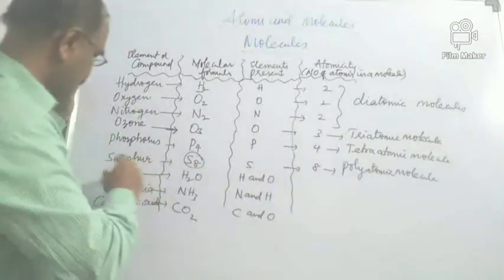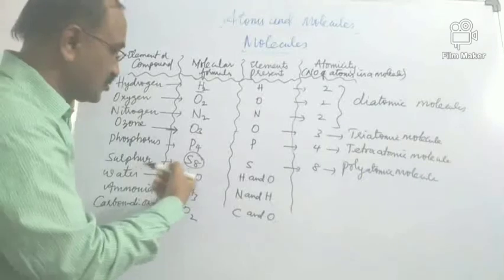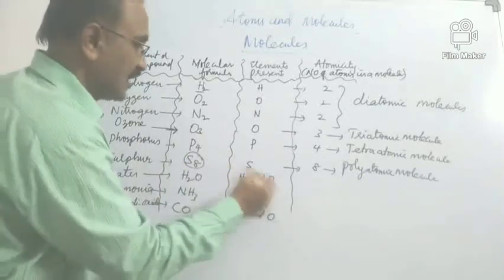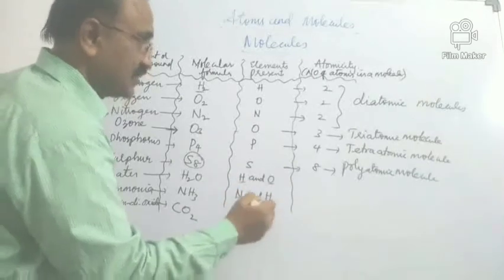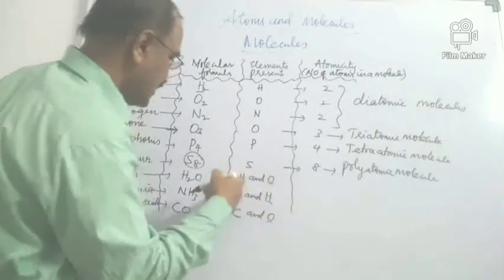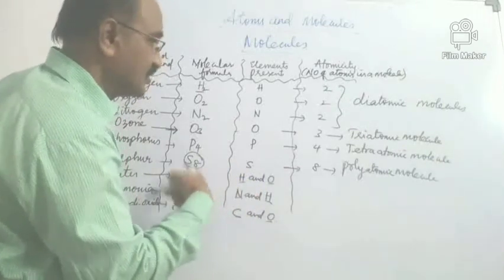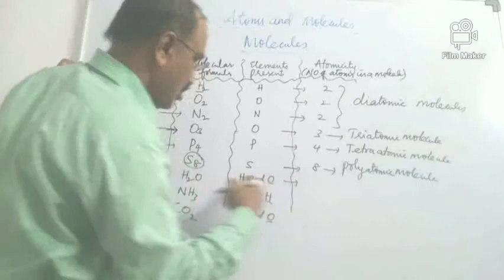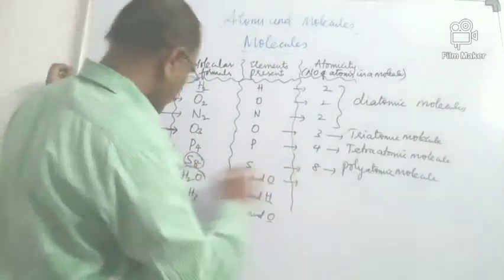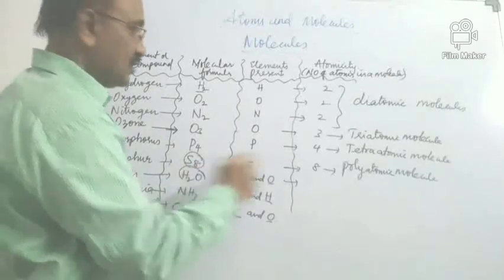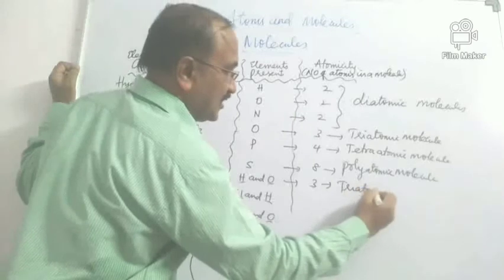Okay, good. Now let us see the molecules of compounds. So these are molecules of compounds. Why are they molecules of compounds? Because these molecules are made up of the atoms of different elements: nitrogen, hydrogen, carbon, oxygen. So they are all atoms of different elements combining to form molecules of these compounds. Now, how many atoms are there in each molecule of water? You find 2 atoms of hydrogen and 1 atom of oxygen, that is 3. So it is a triatomic molecule.